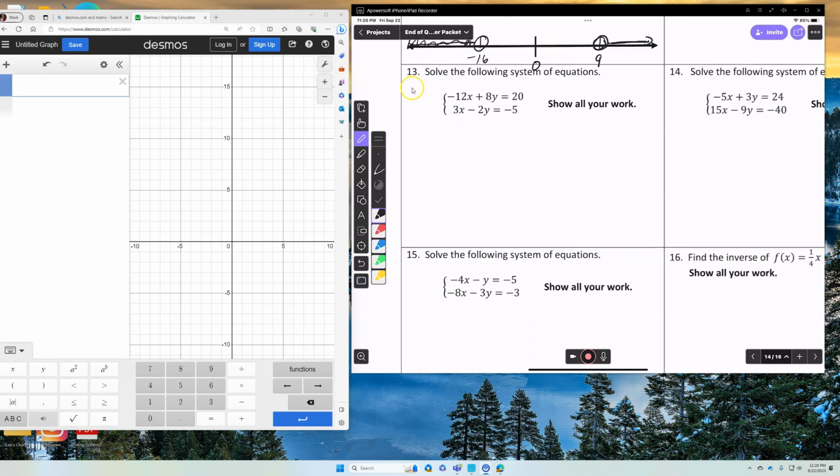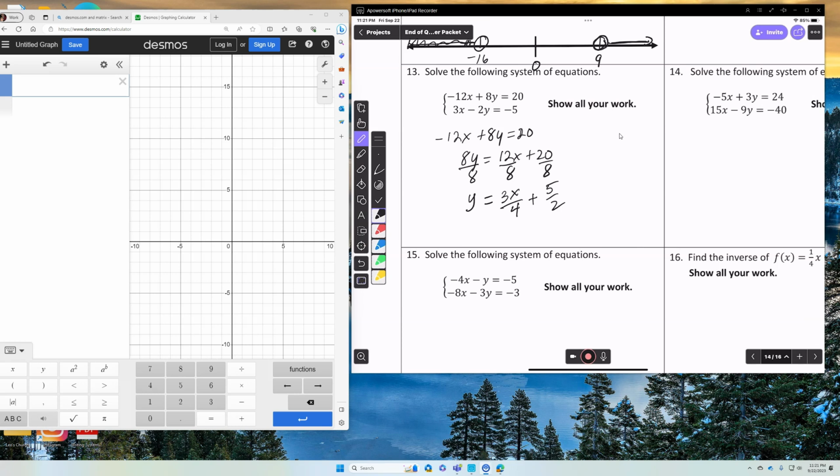It says here, solve the following system of equations. So here is the system, and I'm going to solve by graphing. So we have to write it in slope-intercept form. So we have to solve for y. So you have 8y equals 12x plus 20. That means I have to add 12x to both sides, and then I divide by 8. So we have y is equal to 12 over 8. Both of them are divisible by 4, so it's going to be 3x over 4. 20 divided by 8, each of them are divisible by 4 again, so you're going to have 5 over 2.